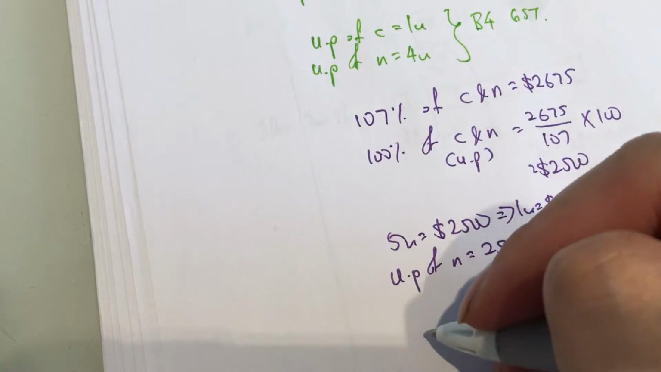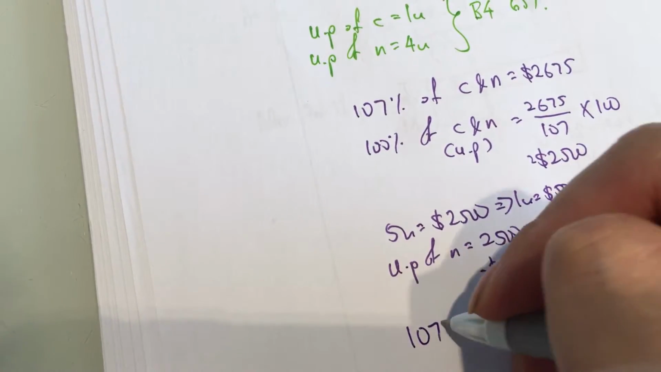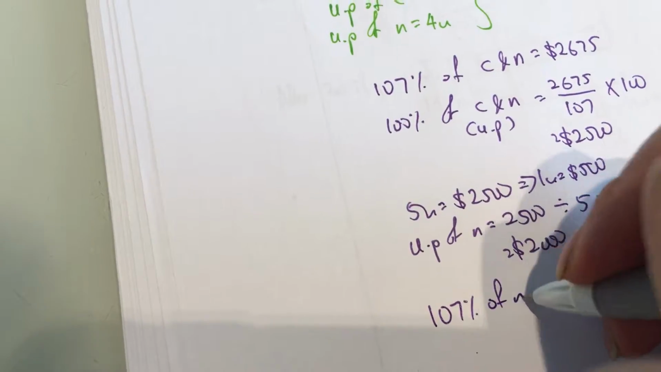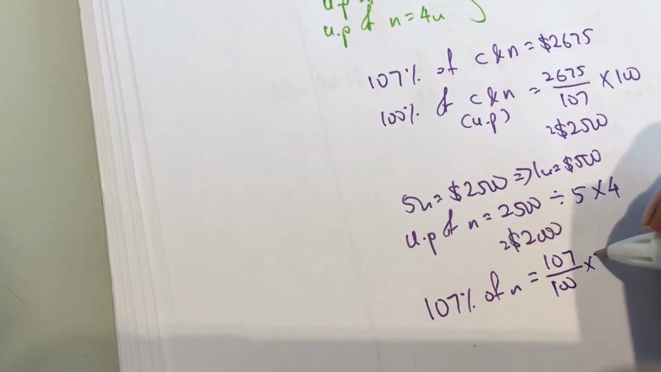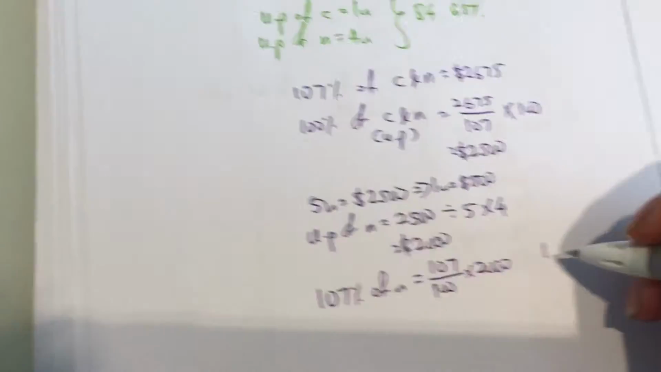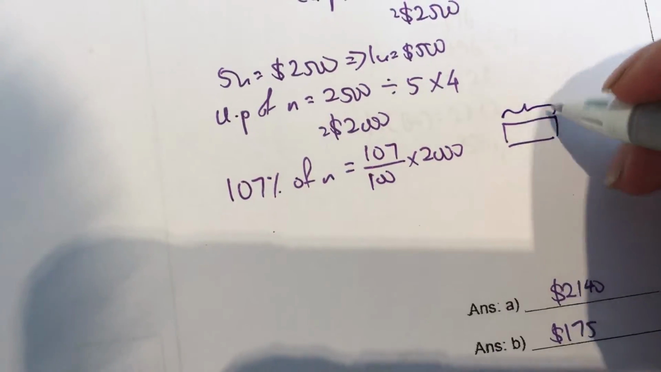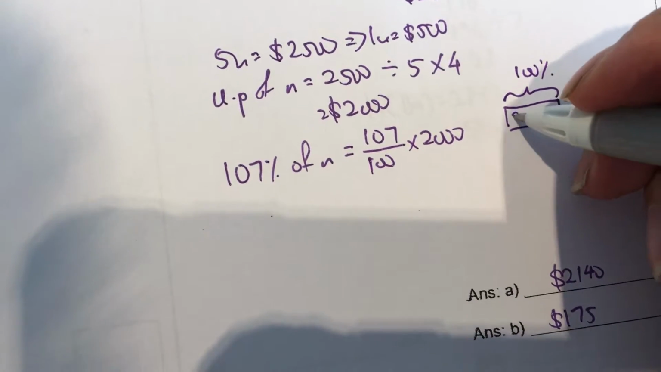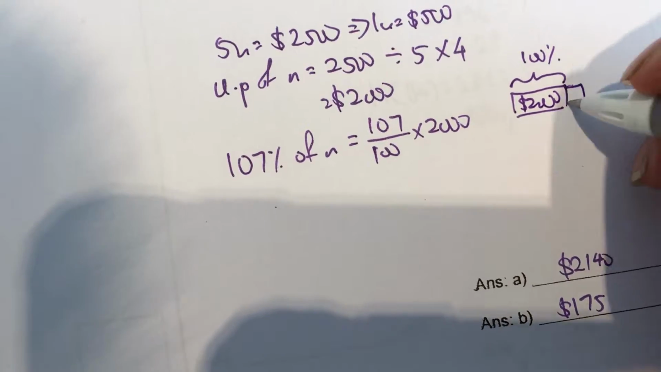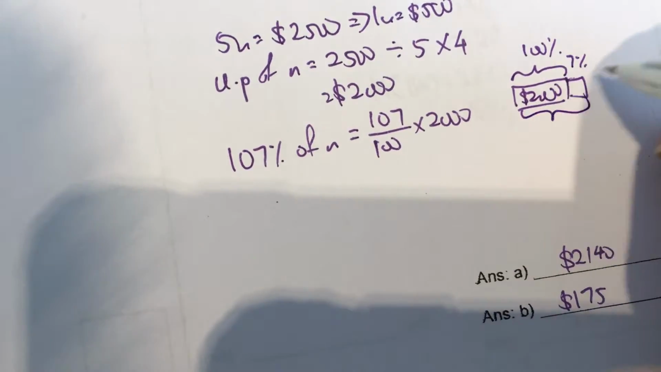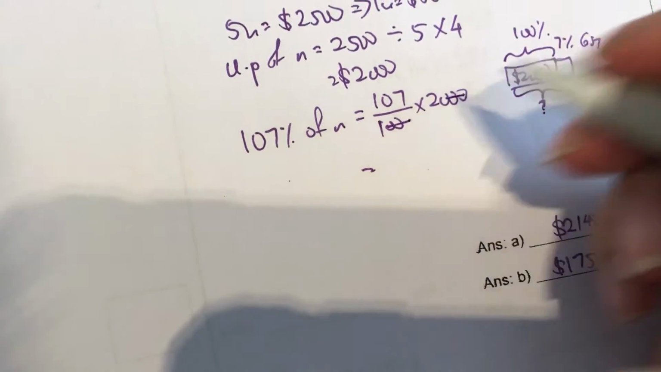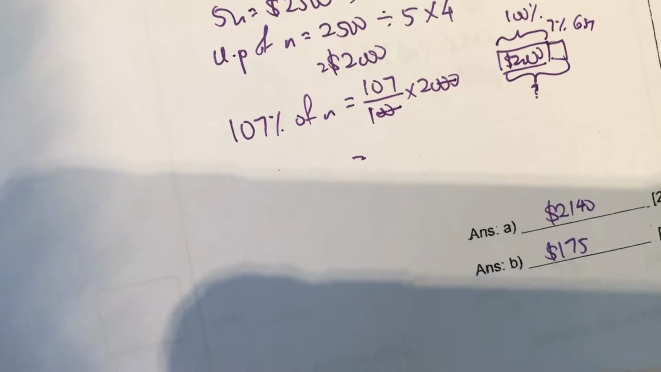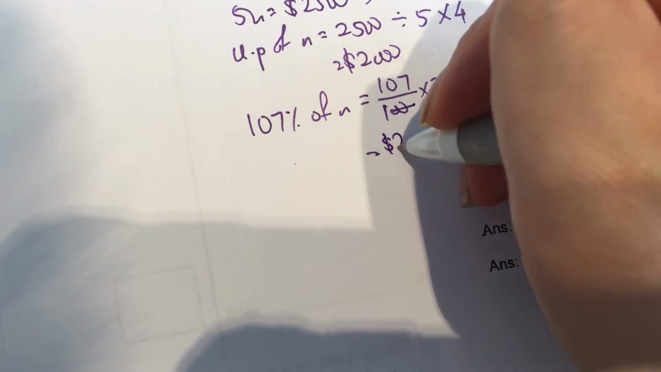But what about including GST? So 107% of N will be 107 divided by 100 times $2,000. Because if you are to draw a model, and this is 100%, and this is actually $2,000, and you need to add a 7% GST to find the total value. Yeah, this is a question mark. So cancel. So 200 times 107 to give you 2140. Okay. Now this is part A.